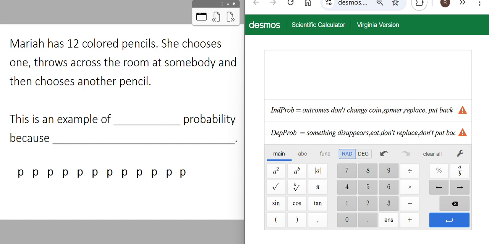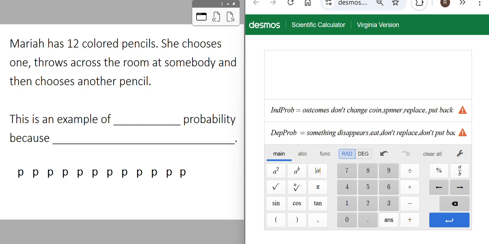Okay, guys, here's a couple of probability questions to think about. Now, this one says Mariah has 12 colored pencils. She chooses one and throws it across the room at somebody, and then chooses another pencil. Well, that, first of all, is not very nice. But I want you to look over here at the notes I made on Desmos.